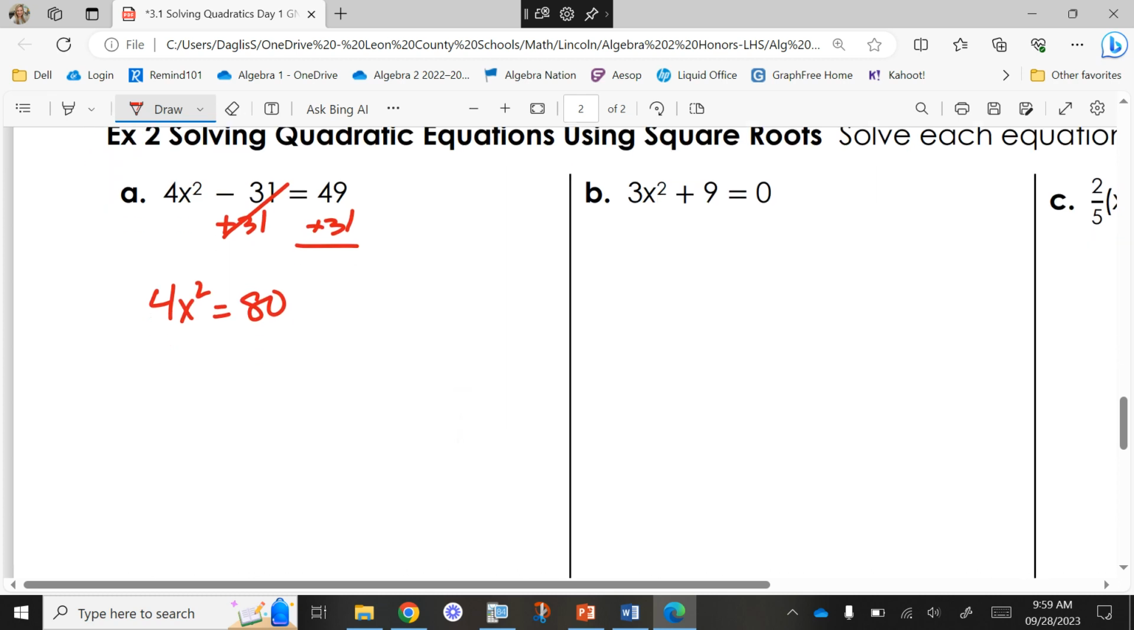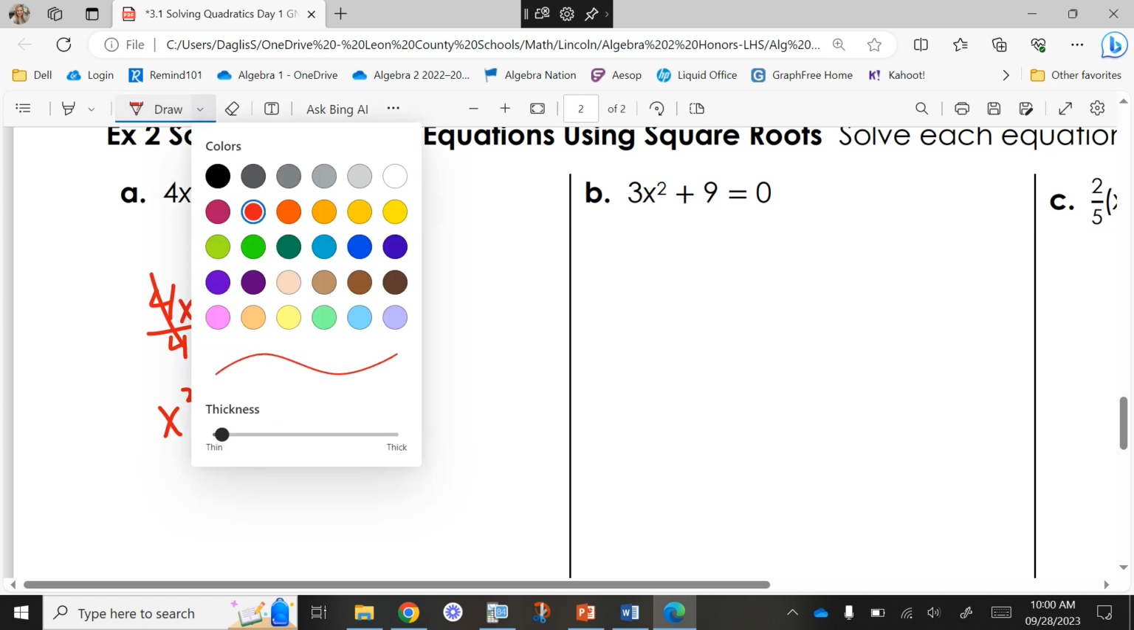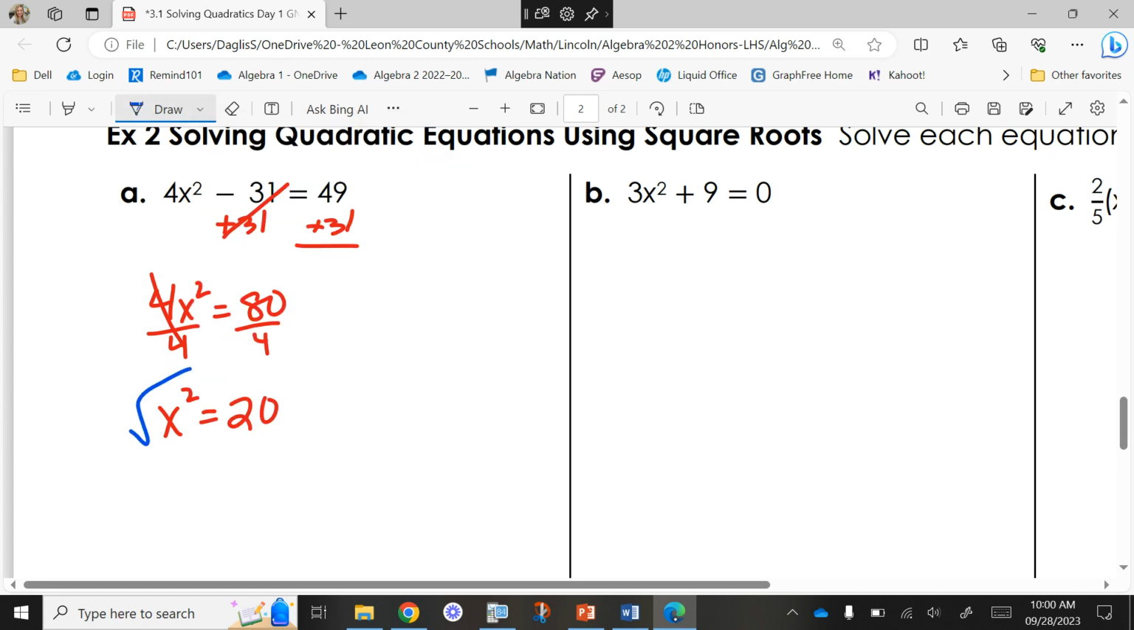Then we're going to divide both sides by 4. And now we have x squared equals 20. So you have to do all of that first before you do square roots. Okay? I have x squared isolated. Now we can square root both sides. Oh no. Square root of 20, you try to type that in, you're going to get a crazy decimal that I don't want. I want it in radical form.